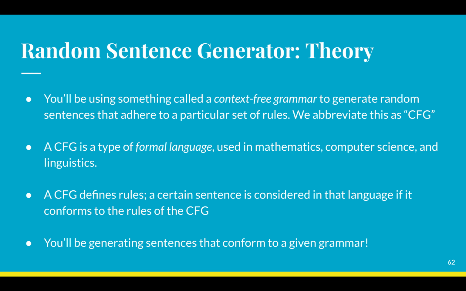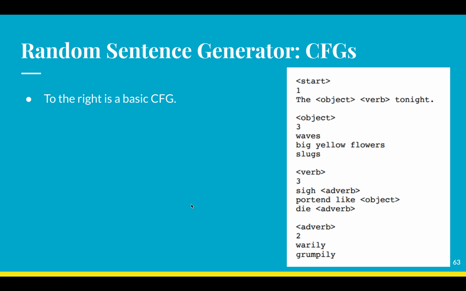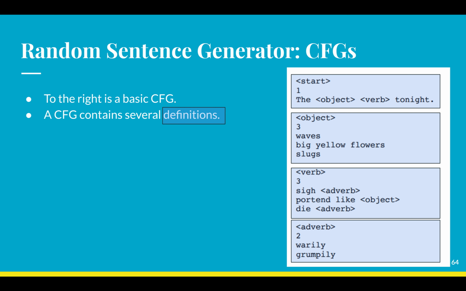We're going to use something called a CFG, or a context-free grammar, to generate random sentences that adhere to a set of rules. A CFG is a formal language, a notion in theoretical computer science in particular, in addition to math and linguistics. A CFG defines rules, and we say that a sentence is in the language if it conforms to the CFG's rules. To the right, we have this basic context-free grammar.